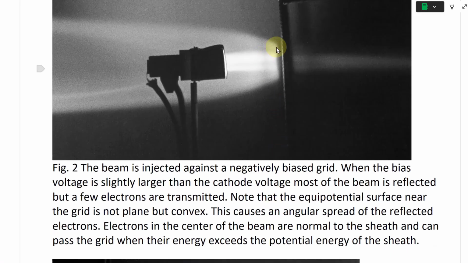Interesting. So it's this one here. I think that's what they're talking about here? It's a bit convex, yeah, it's a convex. This causes an angular spread of the reflected electrons. So yeah, there it is. It spreads outward like that. Electrons in the center of the beam are normal to the sheath and can pass the grid when their energy exceeds the potential energy of the sheath. So it goes through it like that.